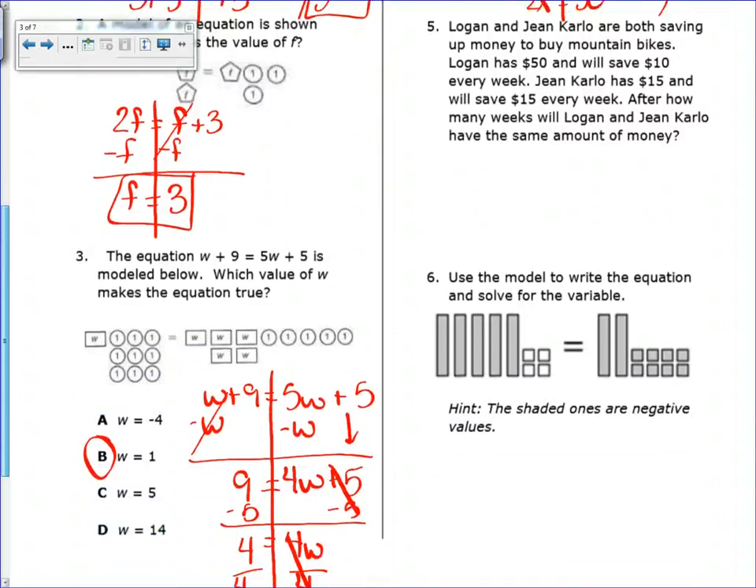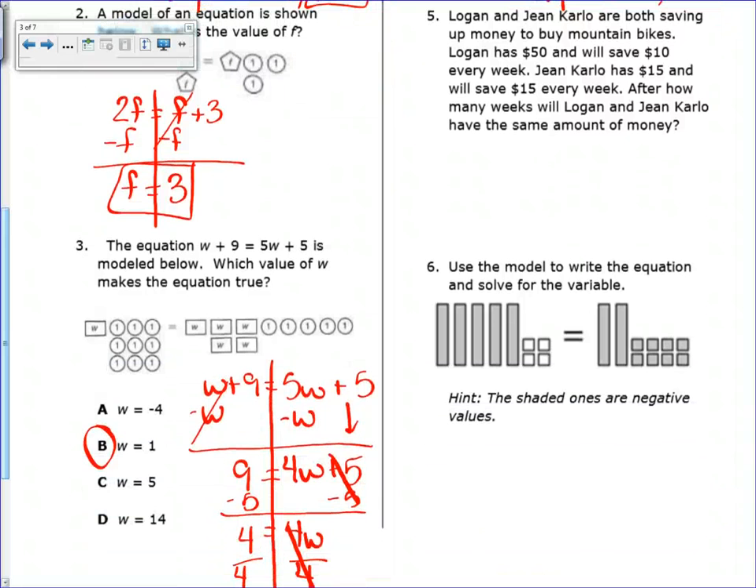Number 5. Logan and Giancarlo are both saving up money to buy mountain bikes. Logan has $50, and he will save $10 additional every week. Giancarlo has $15, and he will save an additional $15 every week. After how long will Logan and Giancarlo have the same amount of money? So again, we want them to be the same, so we set the two equations equal to each other. We're going to solve for x.